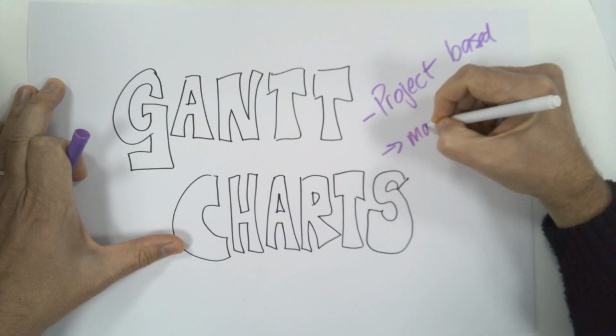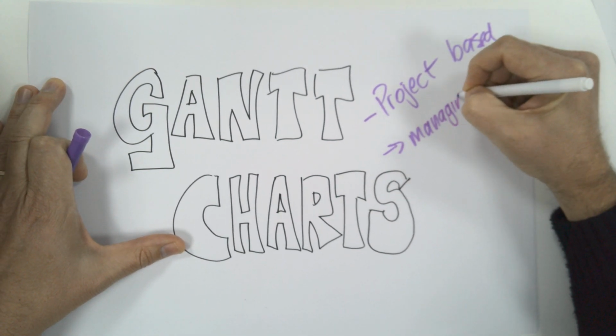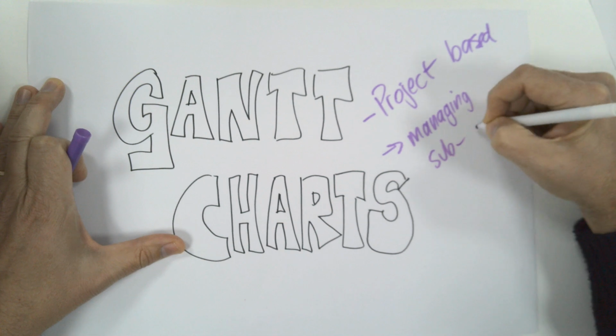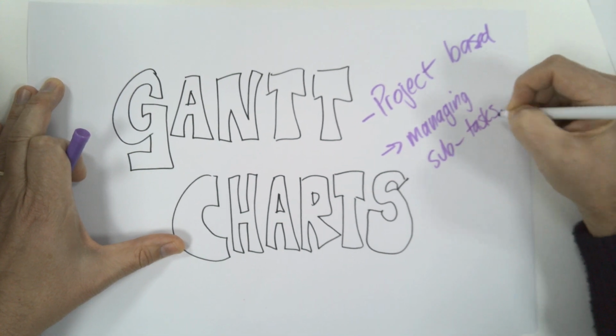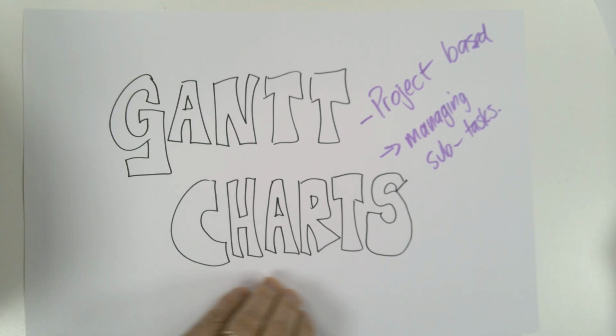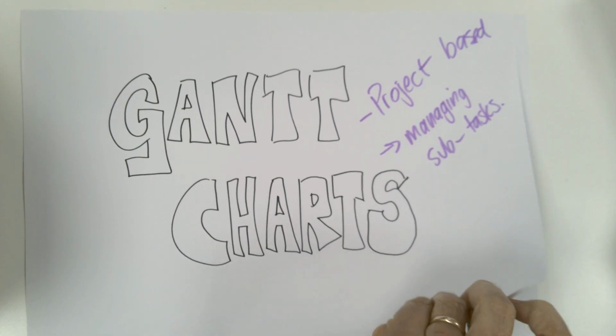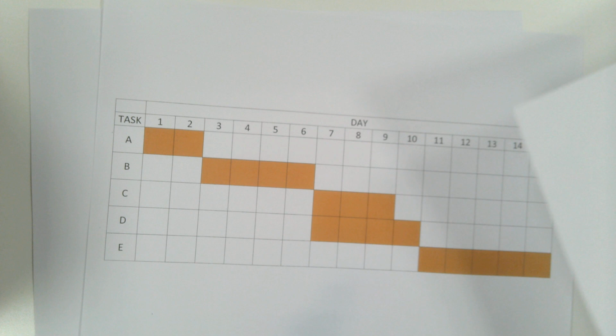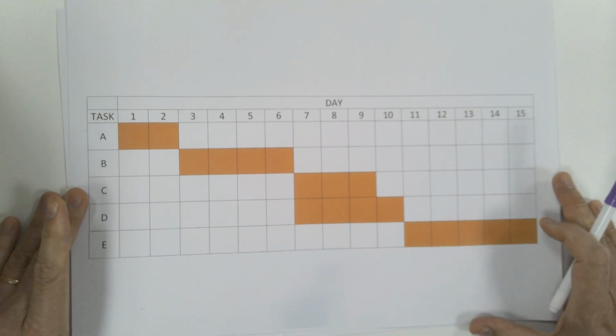and it's about managing the subtasks. Okay, so if you've got a big job that can be broken down into smaller jobs. Okay, that's the whole point. So let's have a look. Easiest, let's just jump straight into one. All right, so this is what it looks like.